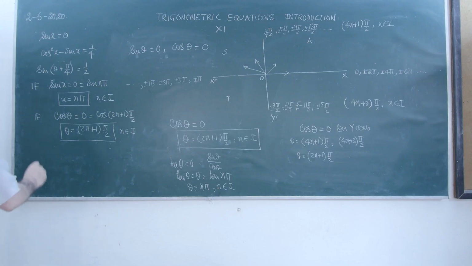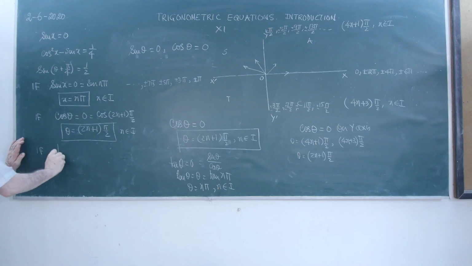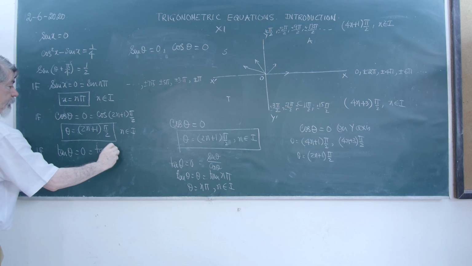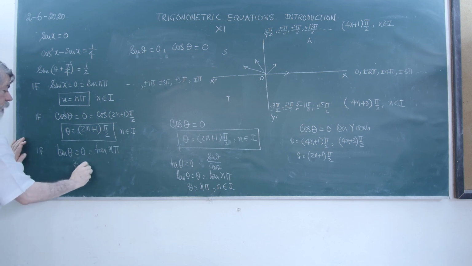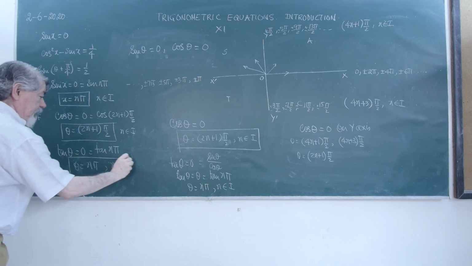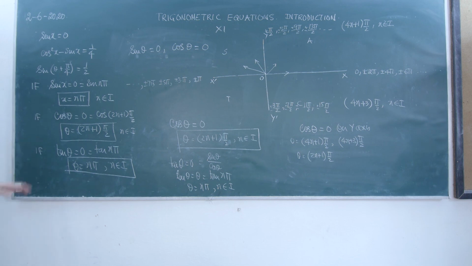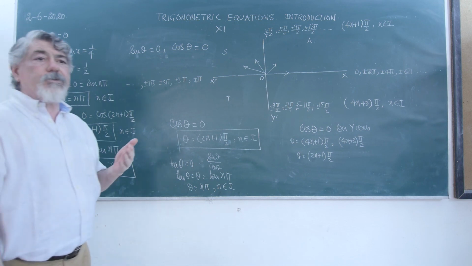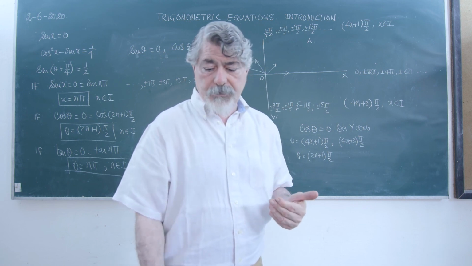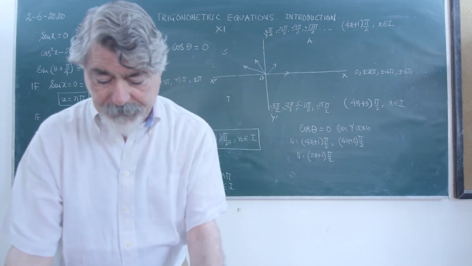So if tan theta is 0, then it becomes tan n pi, and theta will be equal to n pi, where n belongs to the set of integers. So these are the three important things which we have discussed: sin theta is equal to 0, cos theta is equal to 0, tan theta is equal to 0. These are the things which we had to discuss.